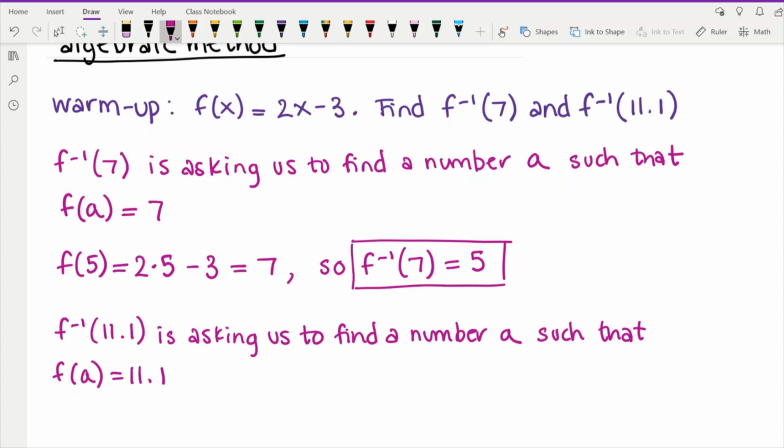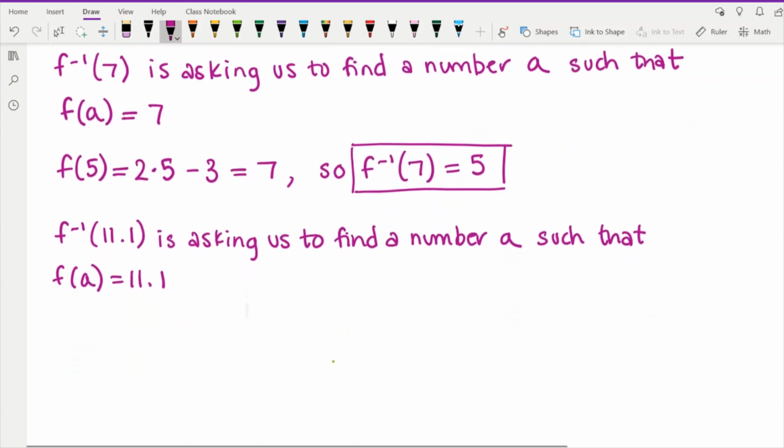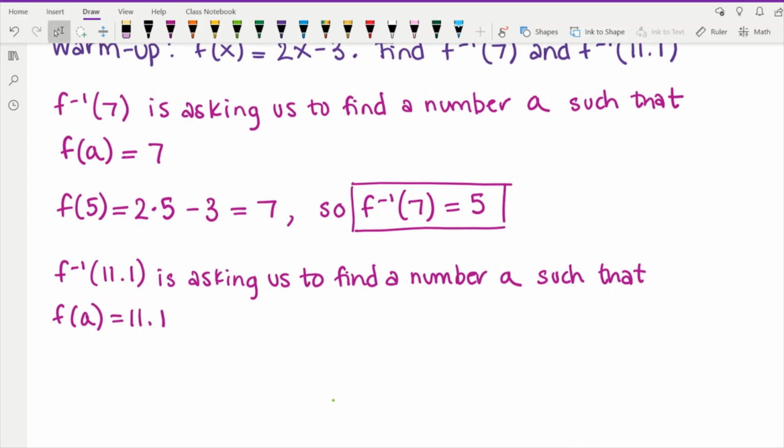So how can we figure it out without that? How can we figure out what a has to be without just testing out numbers? Well, what are we trying to do here? We're trying to figure out what input would give us an output of 11.1. And so how can we answer that question? Well, we can take our equation, our formula, 2x minus 3, and set it equal to 11.1 and solve for x, right? And if you don't understand that, pause the video and really think about it for a moment.